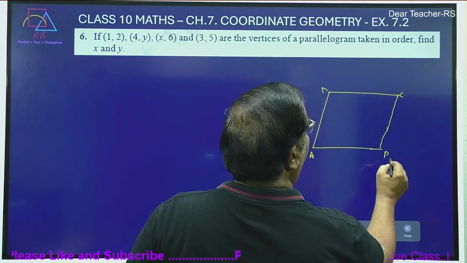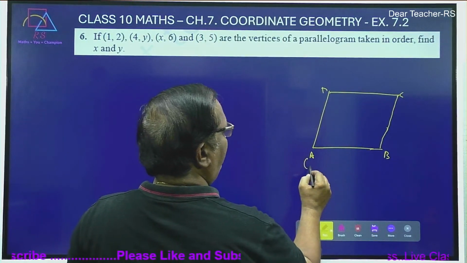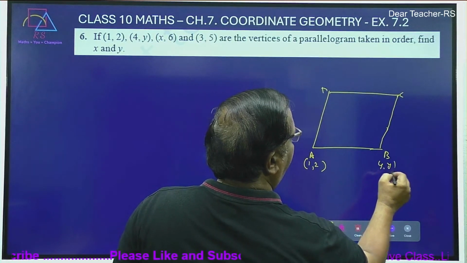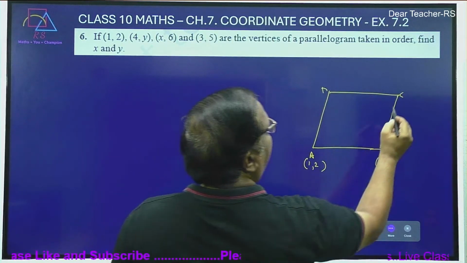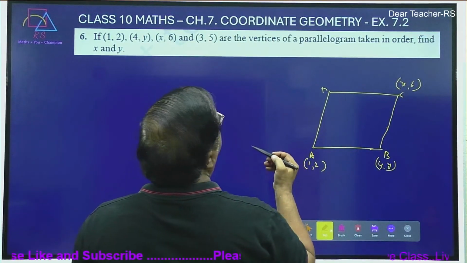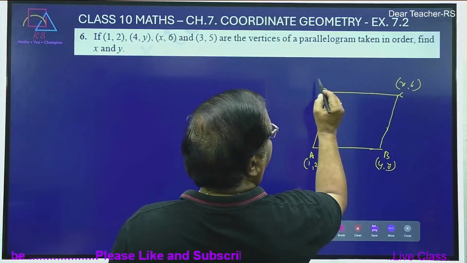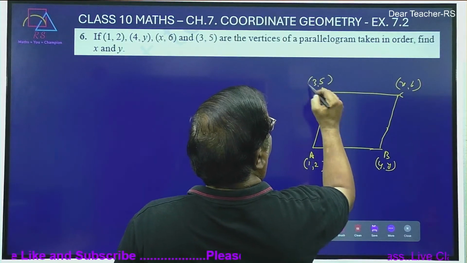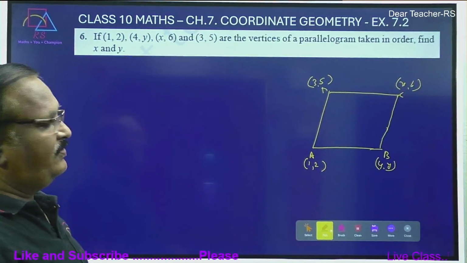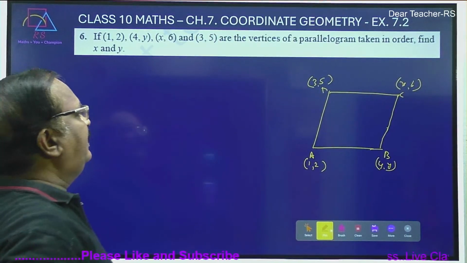Okay, so A is (1, 2), B is (4, y), C is (x, 6) and D is (3, 5). So now our target is to find out x and y.